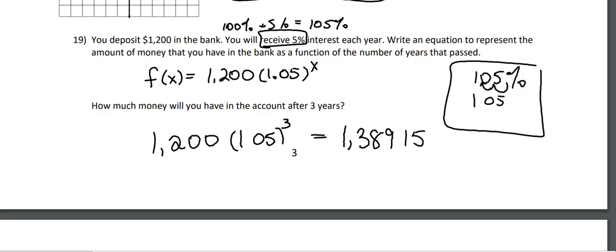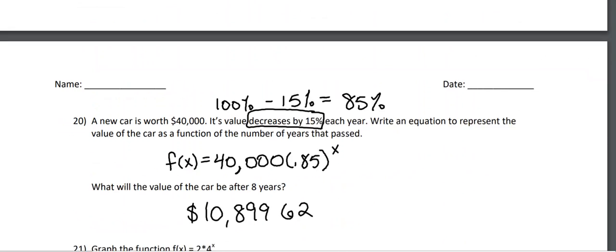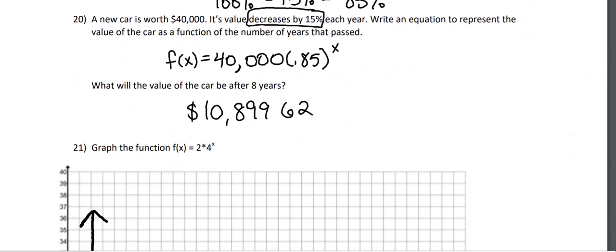How much money will you have in the account after 3 years? It should say 1,200 times 1.05. That's a mistake that it just says 105. It should say 1,200 times 1.05 to the third power. And that gets you, again, 1389.15. I'm not sure why the decimals did not show up on the file, but it should be 1.05 and should be $1,389.15.